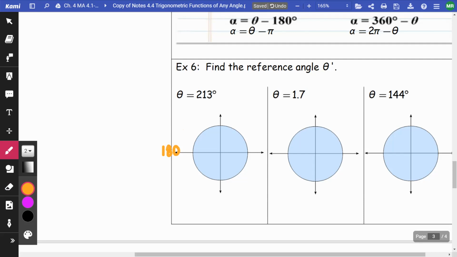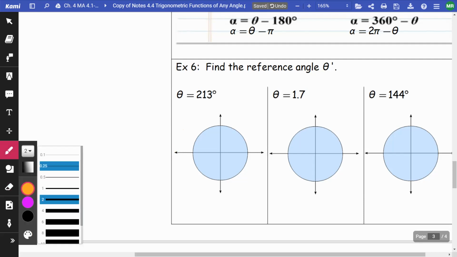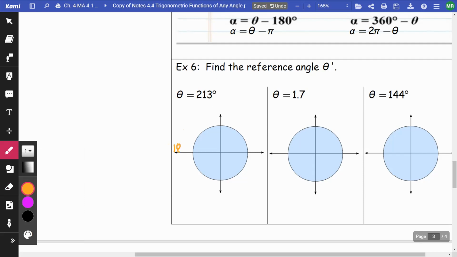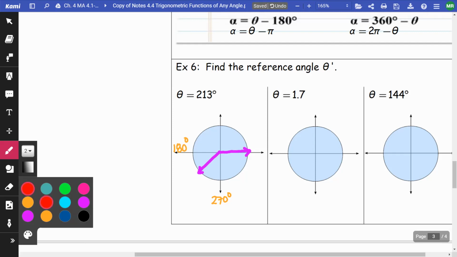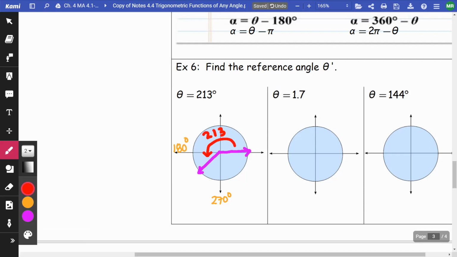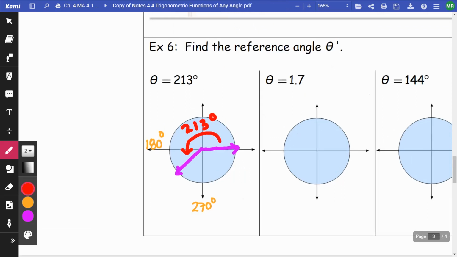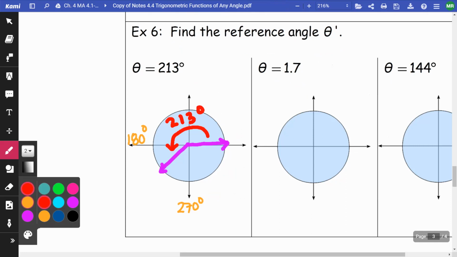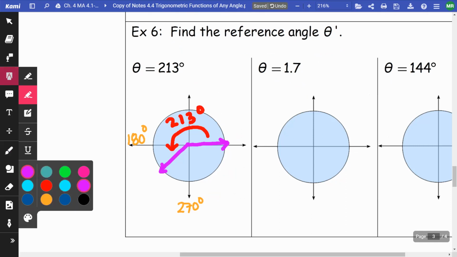Because that's 180 degrees. Let me just write it down. So this is 180 degrees. This is 270 degrees. So I'm going to be somewhere in between there. So if I was to draw this angle, it would be going here to somewhere in here. I'm not going to be exact. And I am going this direction, which is 213 degrees. Well, I'm not wanting that. I want the distance from here to here.